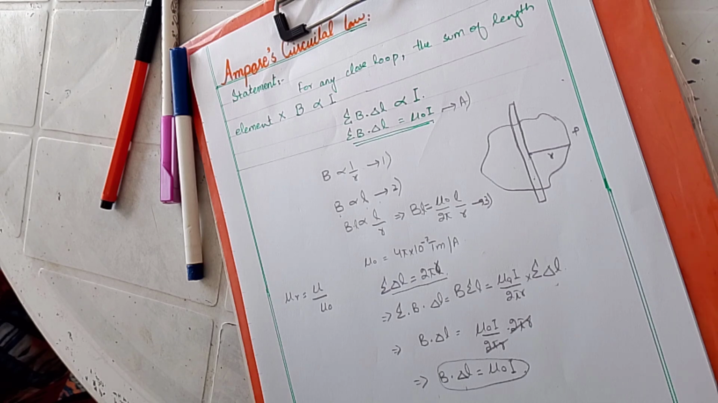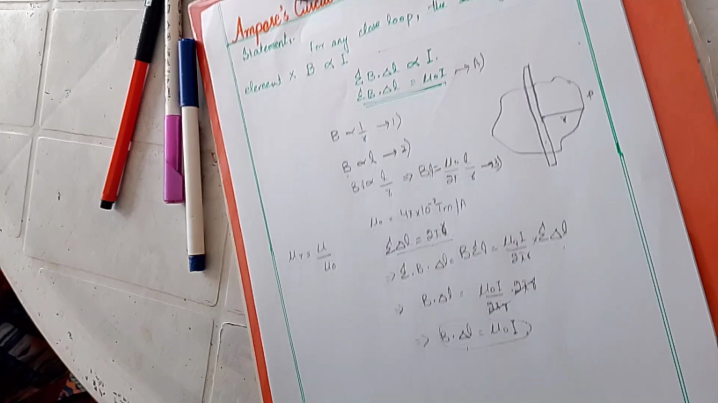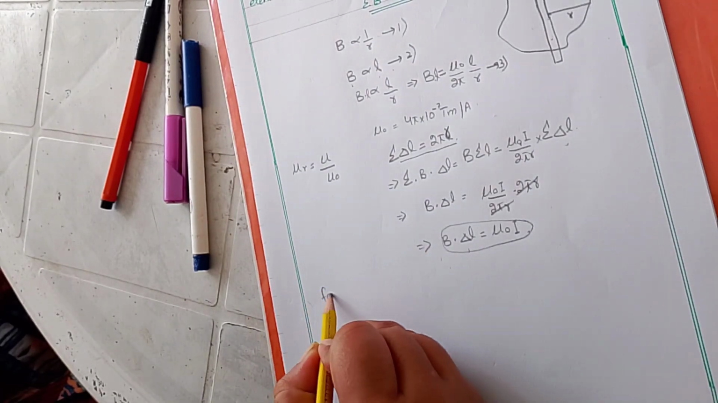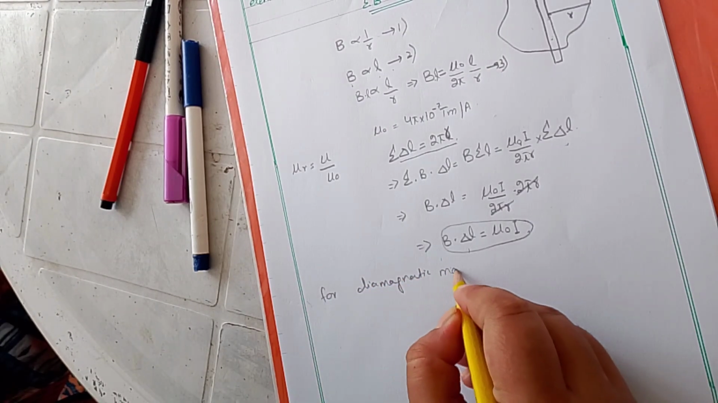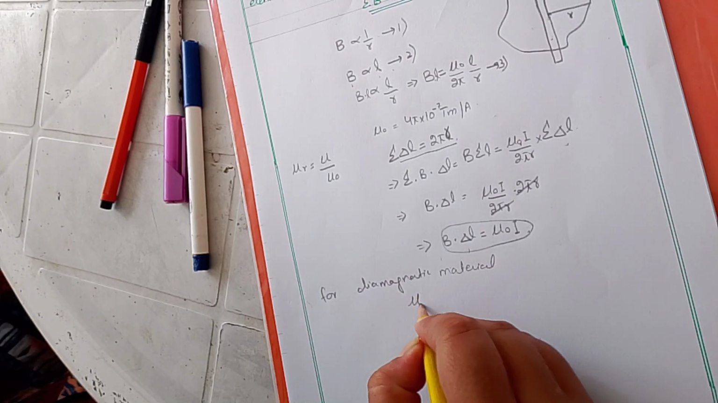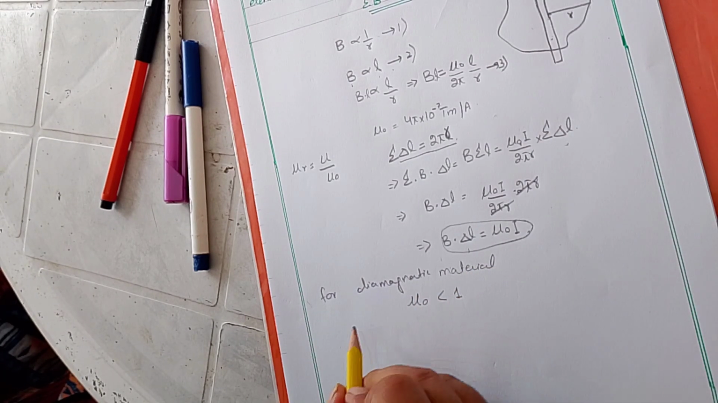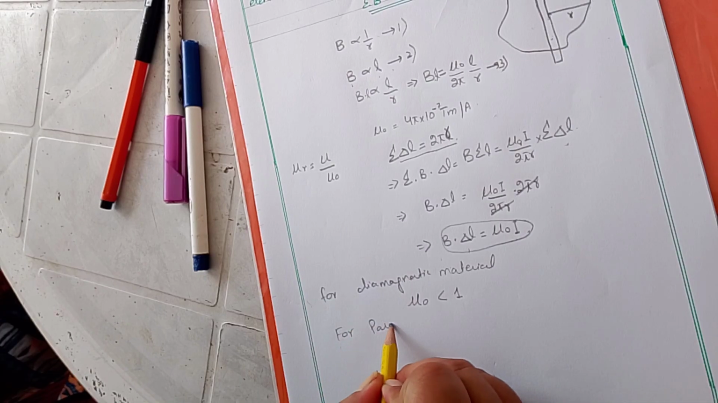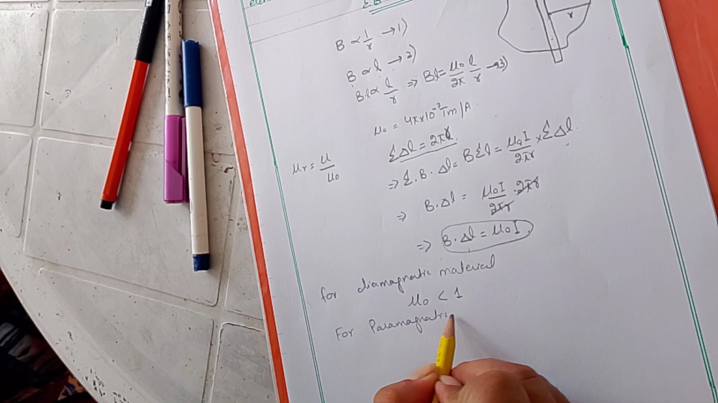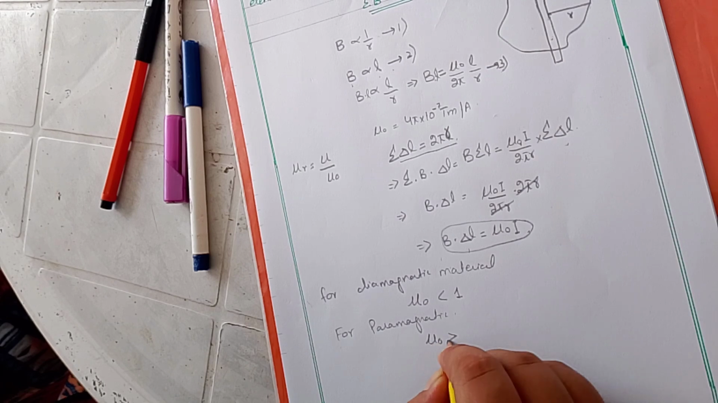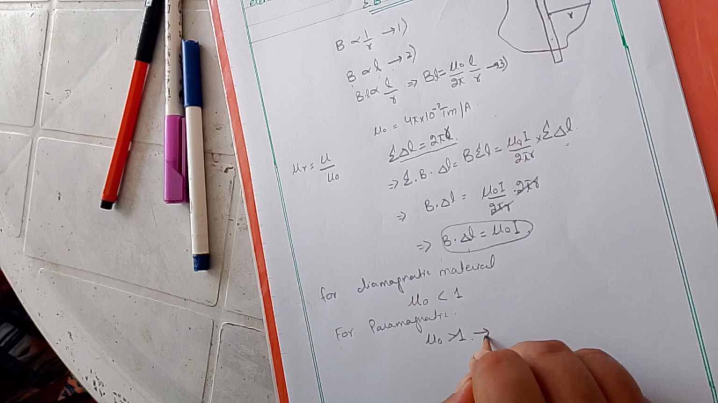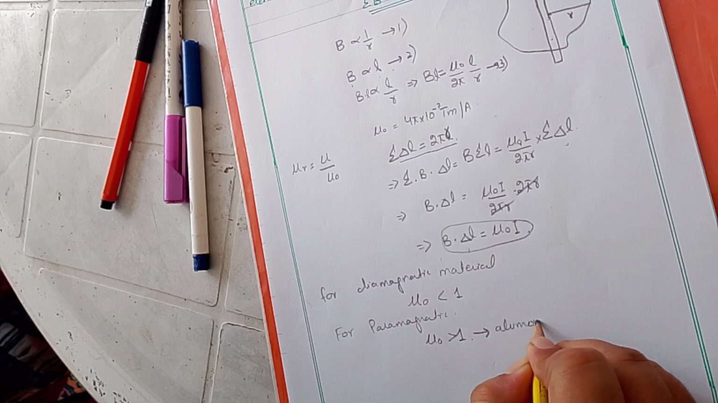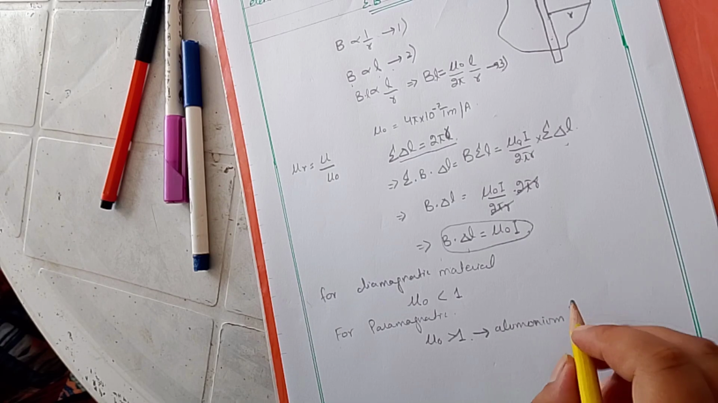And students, for diamagnetic materials, the relative permeability will be less than 1. Keep it in mind, this is important information. For diamagnetic material, permeability will be less than 1, and for paramagnetic material, permeability will be greater than 1. What are those paramagnetic materials? Aluminum or platinum.